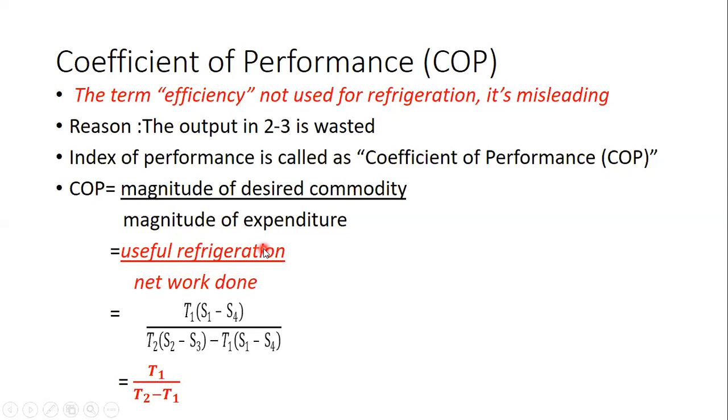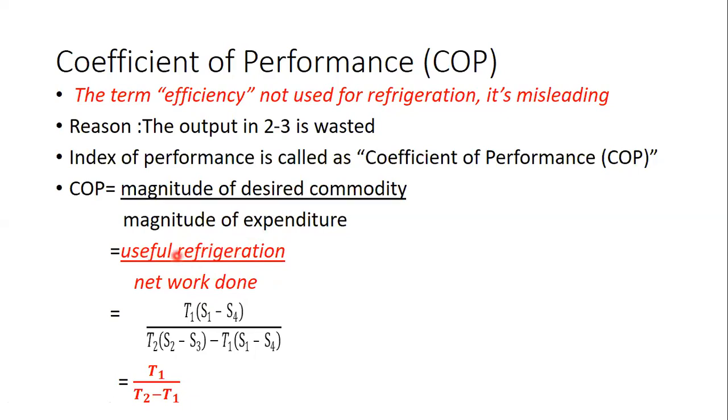So that is coming in the numerator. So what will be coming in the denominator? What is the expenditure from our part as a human being operating the refrigerator? What is his expense? The net work done in order to produce the refrigeration. So the net work done will be coming in the denominator.